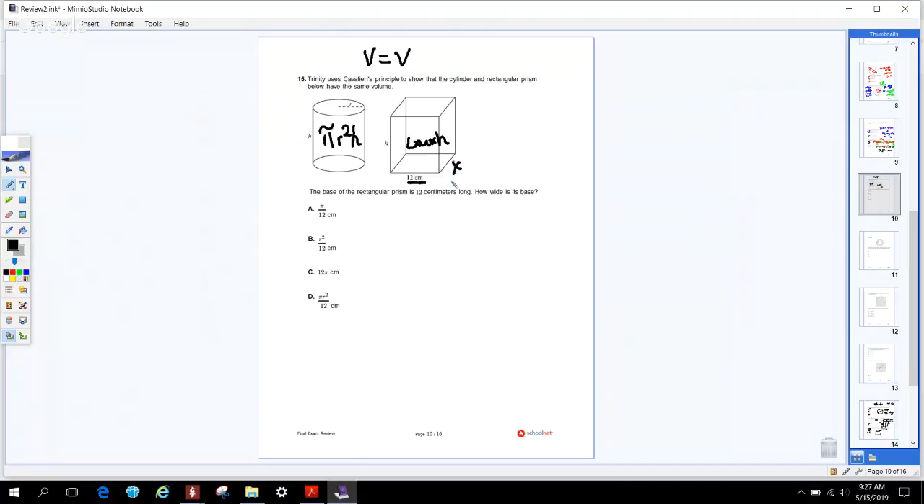We don't know that. So what we're going to do is we're going to have the cylinder has to equal the prism. So that means that the formula pi r squared height has to equal the length times the width times the height. If we substitute 12 in for this length, we know the height, we're trying to find the width, which is x. So all I did was I substituted 12 in for the length, and I substituted x in for the width.